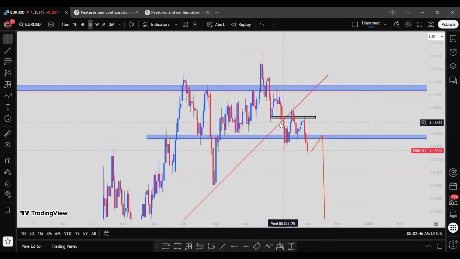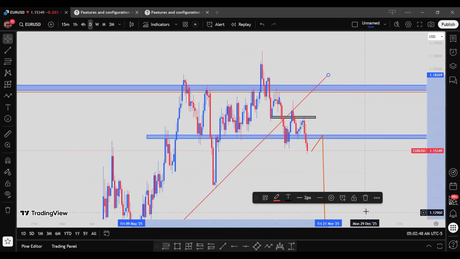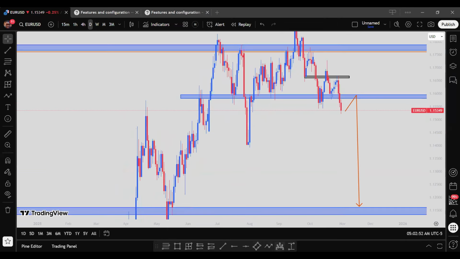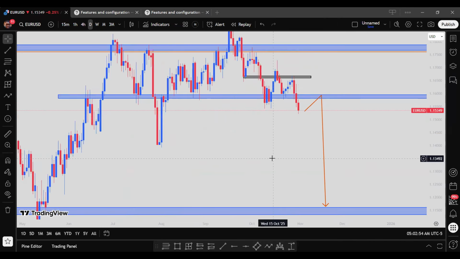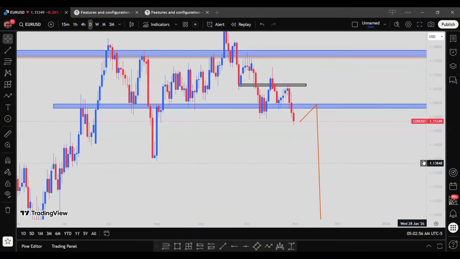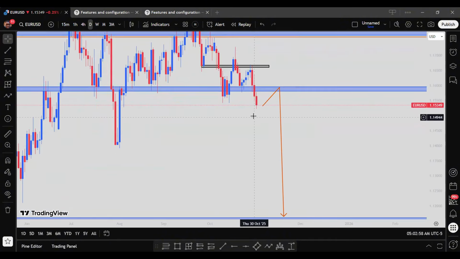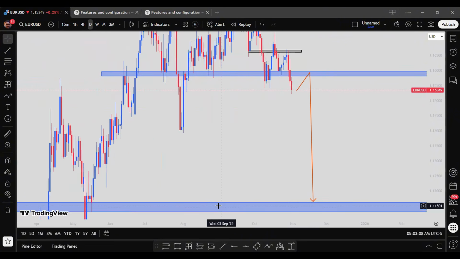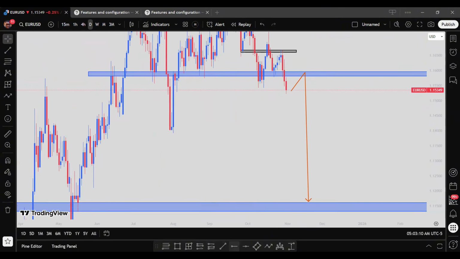So price already cleared all the trend lines, all the obstacles. So I see no reason why Euro USD should not continue dropping back to the downside. So what I'm just going to be waiting for is a retracement back into the zone. If we have a pullback into the zone, then I'll be interested in getting into a sell on Euro USD. So that's just my outlook on Euro USD as well.